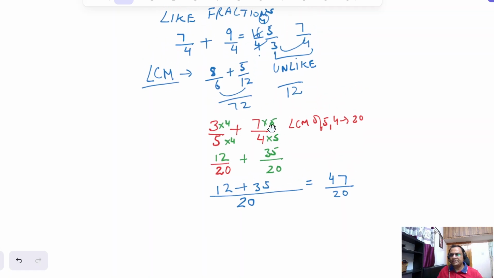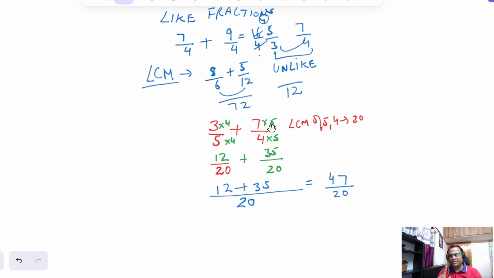To add 7 upon 4, sorry, 8 upon 6 plus 5 upon 12. So what we have done is take the LCM as 12 and then add. And this time we have taken a question like add the fractions 3 upon 5 and 7 upon 4. We took the LCM of 5 and 4, which came out to be 20, and then we converted each of the denominators 5 and 4 to make it 20.